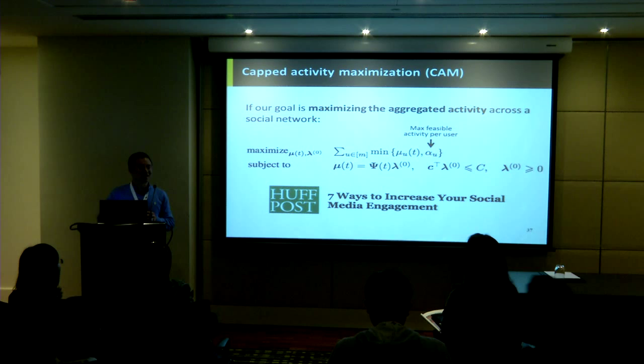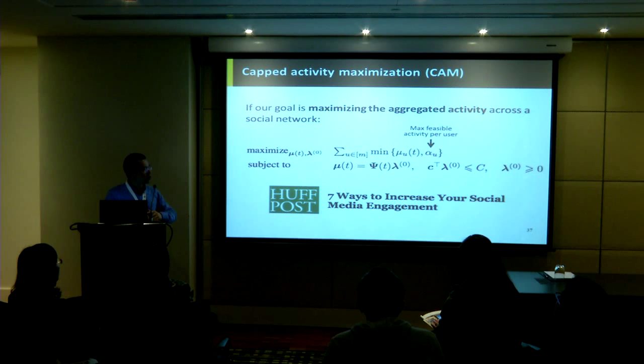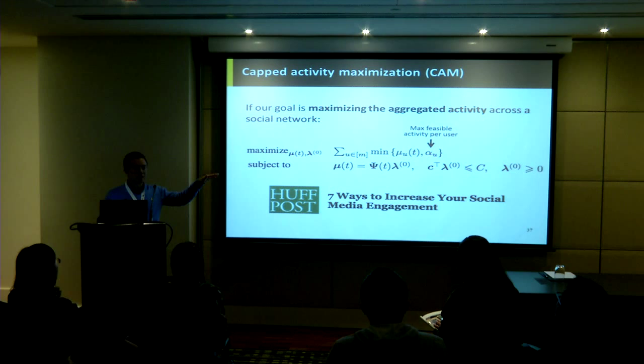Okay, there's an alpha, an upper bound there. You cannot exceed that. That's just taking that into account. But essentially, the objective function is just the sum of all the activity of the users. It's still a concave function of these mu, subject to linear constraints and inequalities. So you can solve it to get a global optimum of this problem.